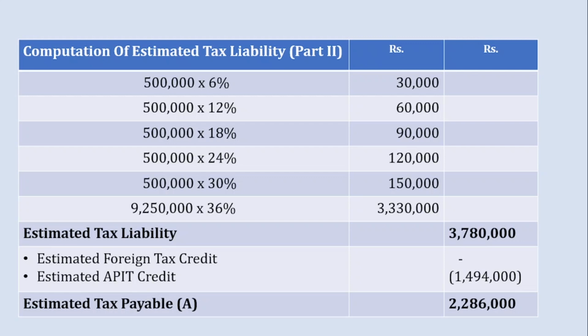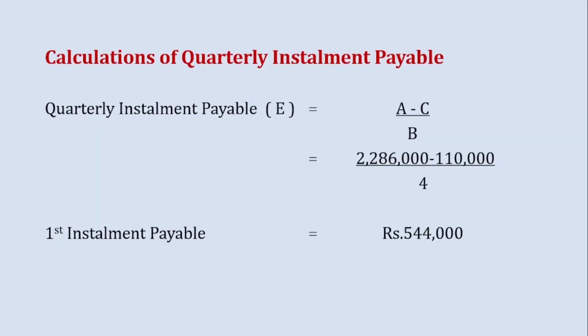From this amount, we can deduct estimated foreign tax credits if available. In this case, we do not have that amount, so we can deduct the estimated APIT credit. You have to separately calculate the estimated APIT credit amount. In this example, the estimated APIT credit is 1,494,000. After deducting that amount, the estimated tax payable, A, is 2,286,000.